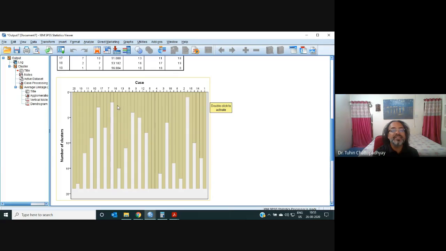If it's a 3-clustered solution, you will find one break here, another break here. So you will find this one is forming a group, 7 to 20 is forming a group, and 16 to 2 is forming another group, and 1 to 15 is forming another group.